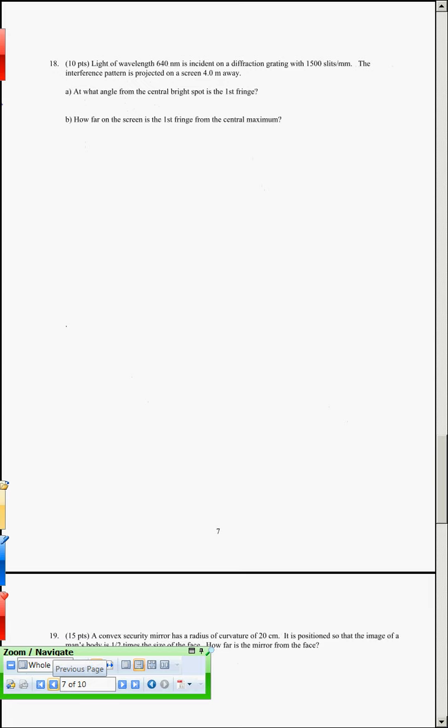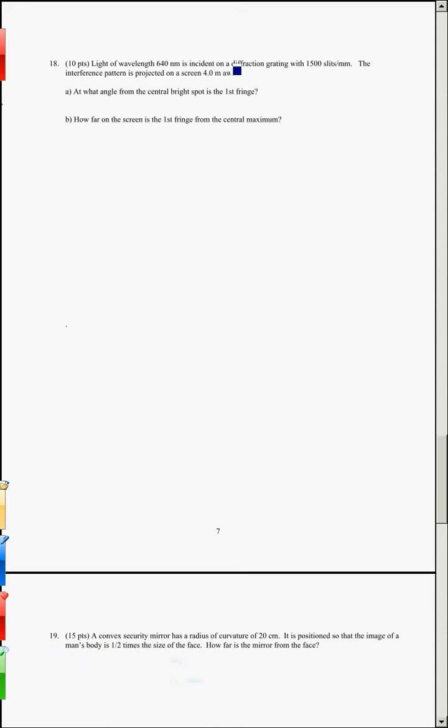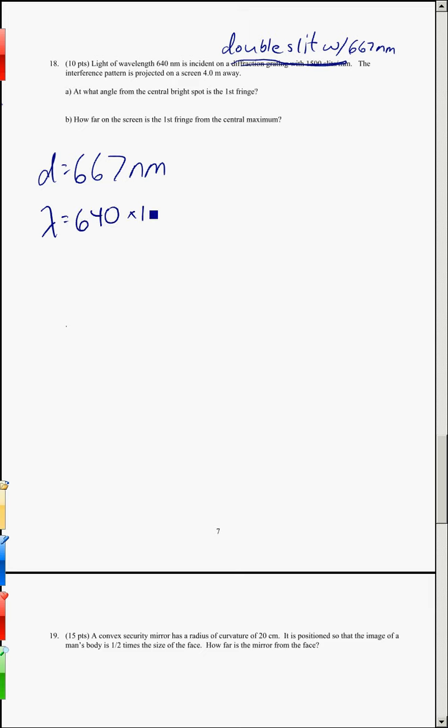Alright, I have light of wavelength 640 nanometers. Actually, let's see, I changed this so it's not a diffraction grating, but it is a double slit with separation of 667 nanometers. I'm just going to write that here. D is equal to 667 nanometers. The wavelength is 640 times 10 to the minus 9 meters.